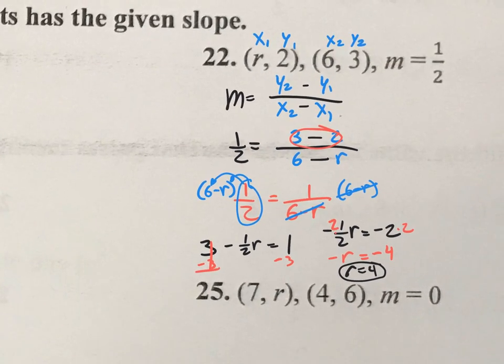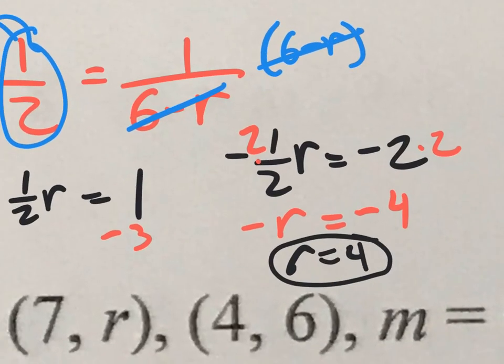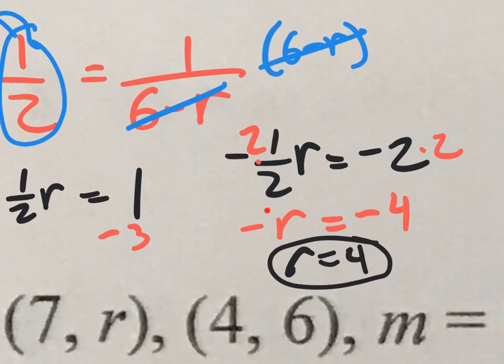The negative sign on the 4? Let me zoom in. So at this point, I have a negative r. I don't want a negative r. I want a positive r. So I could multiply both sides by negative 1, and that'll change to a positive r. That'll change to a positive 4.